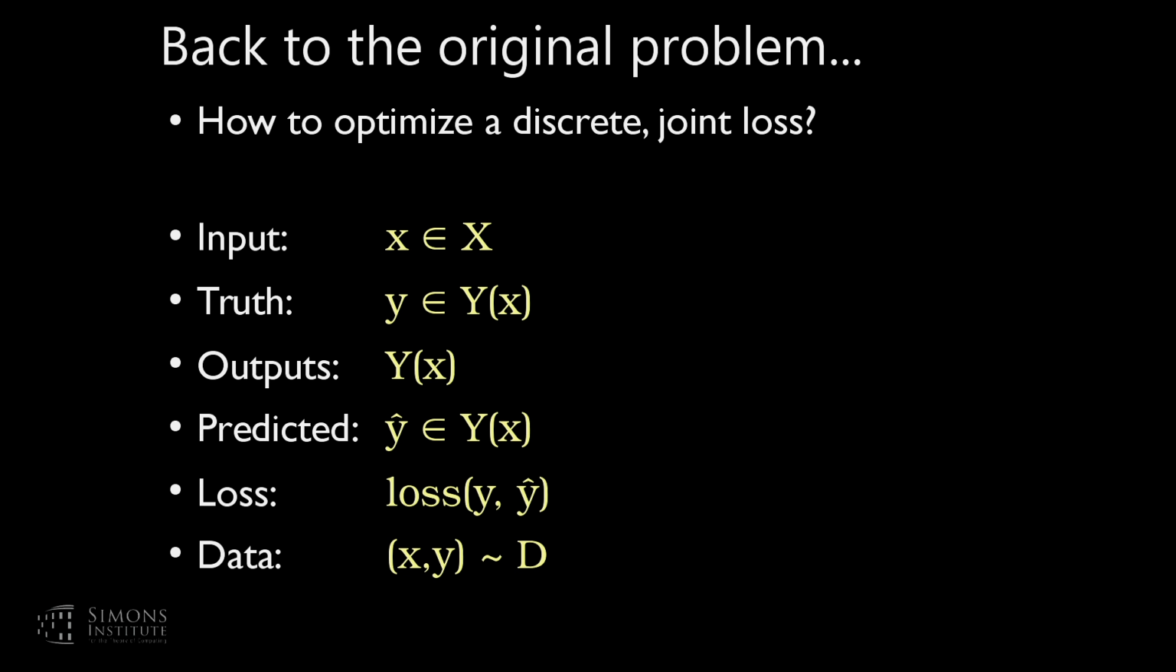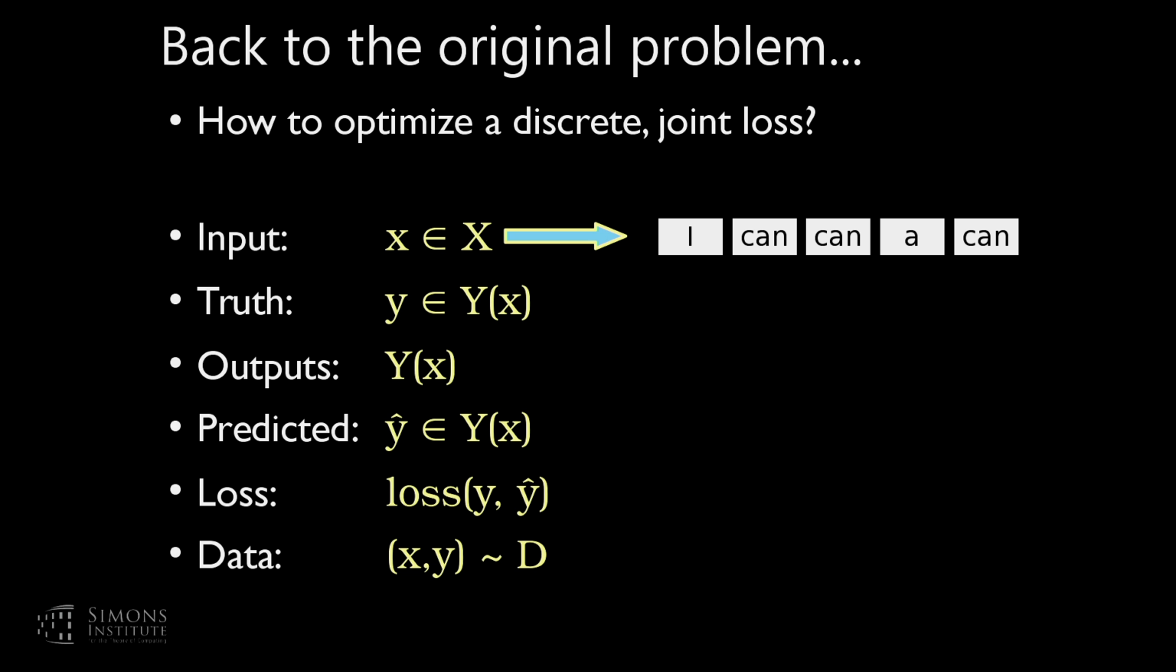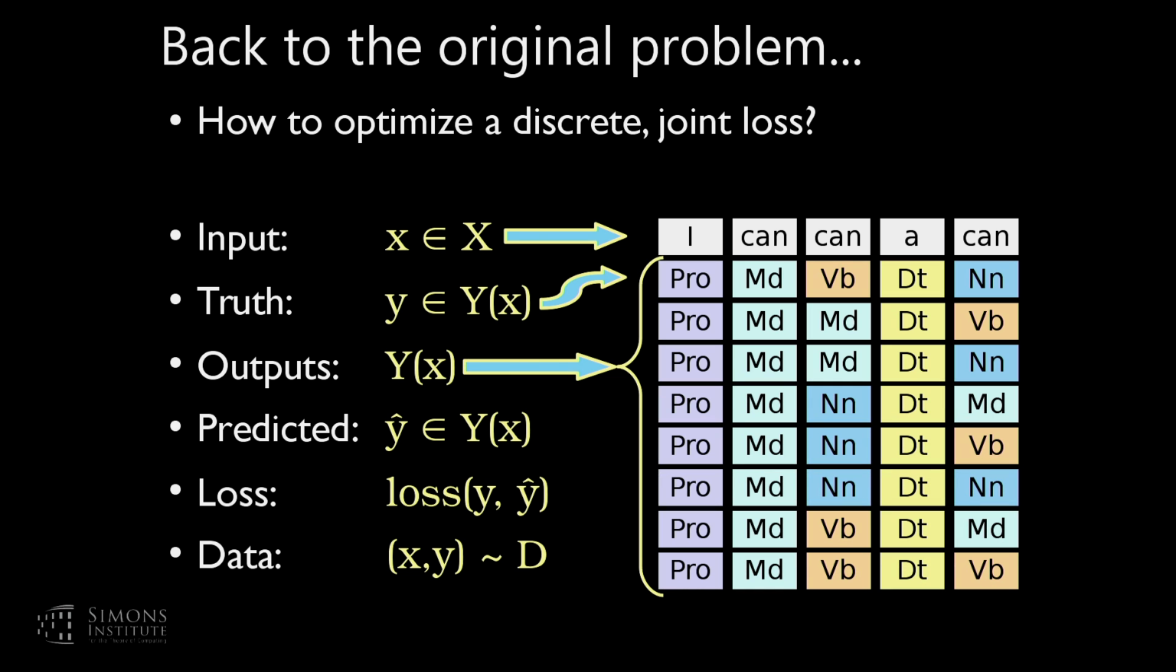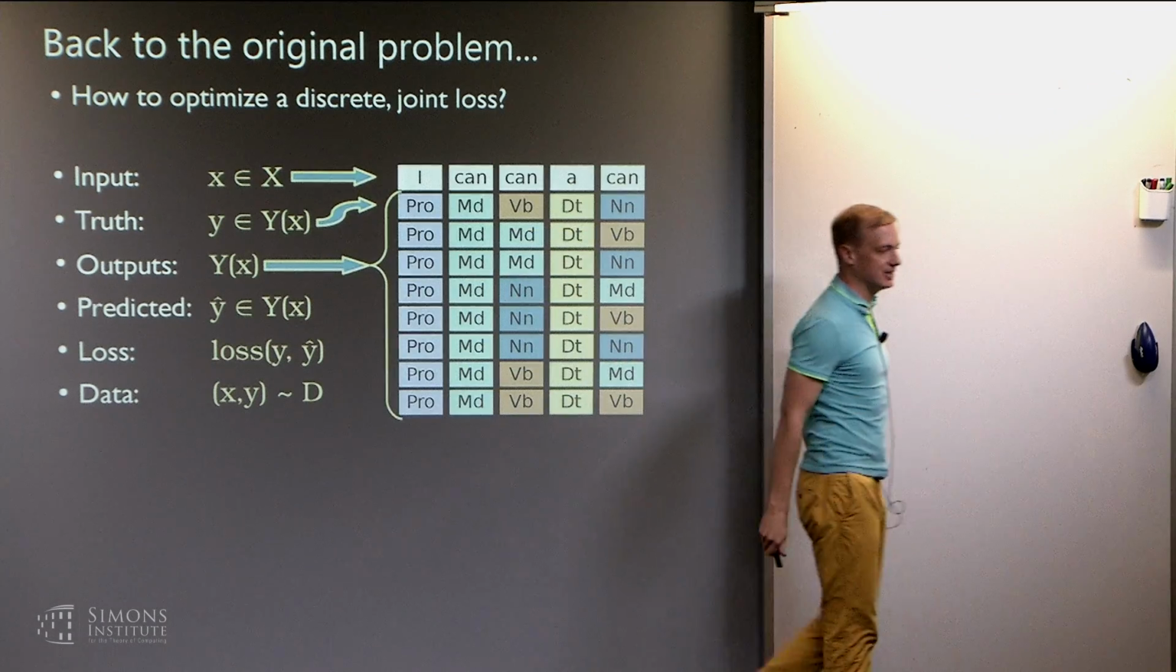Okay, so we have this structured prediction problem. We have some input x. At training time, we have some ground truth y. It belongs to a very large set of possible y's for this input. I have pictures of this. I have an input like "I can a can." The ground truth is pronoun, modal, verb, determiner, noun. I have this giant set of possible outputs. I have something that my model is predicting, which I'm going to call y hat. I have a loss function, which tells me for some ground truth y and some predicted y hat, how good am I doing? And then, like usual, I have data sampled from some distribution.